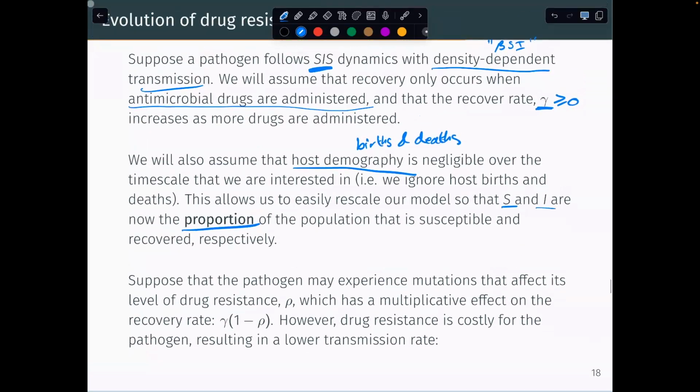And we're going to suppose that our pathogen may experience mutations that affect its level of drug resistance. We're going to call this drug resistance rho, and rho is going to go between 0 and 1. It's going to multiply our recovery rate gamma. So when rho is equal to 0, there's no drug resistance. When rho is equal to 1, there's complete drug resistance.